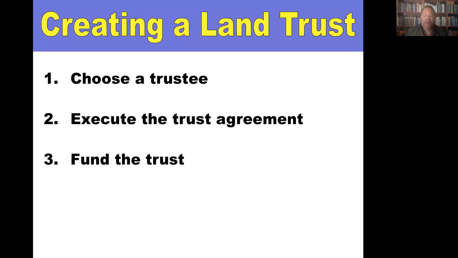And then we fund the trust. Now, if you've dealt with a living trust, you may understand what funding means. And if you don't, funding means putting assets in the name of the trust. So many people set up living trusts for estate planning, and then they don't bother to transfer their home or their car or their bank accounts. And if you don't put those assets in the name of the trust, they go through probate. They don't avoid it like you're trying to do.